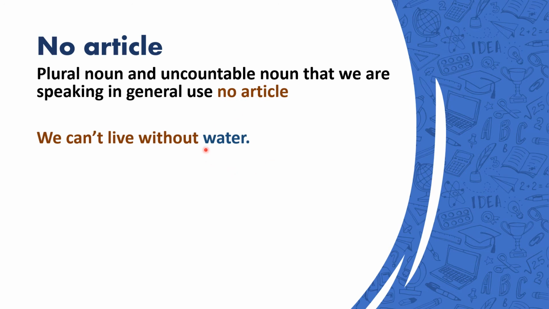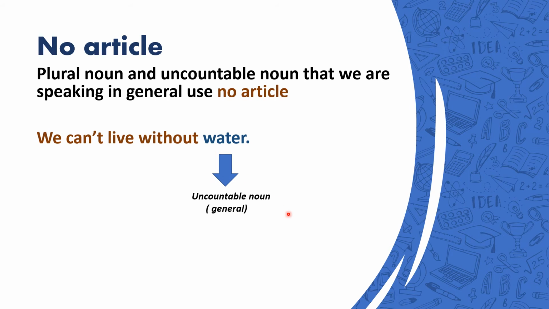If we mention this uncountable noun for the first time, we don't put the, we use no article. So water is an uncountable noun. We said that with uncountable nouns we use the, but if we mention it or talk about it for the first time, we don't use any article.